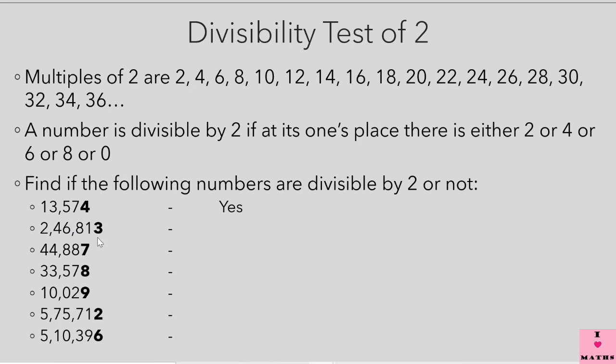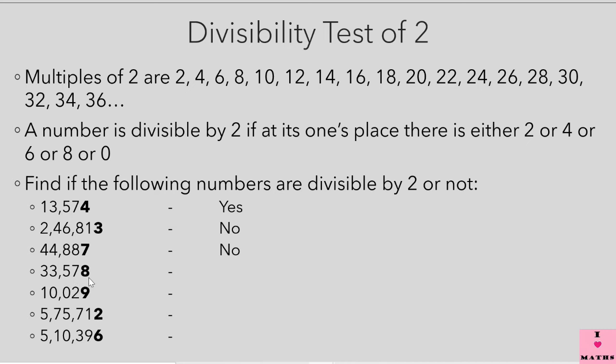2,46,813. At ones place we have 3. 3 is an odd digit. So this number is not divisible by 2. 44,887. 7 is again an odd digit. So this number is also not divisible by 2.